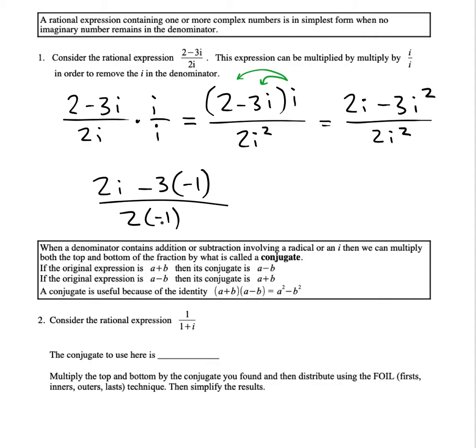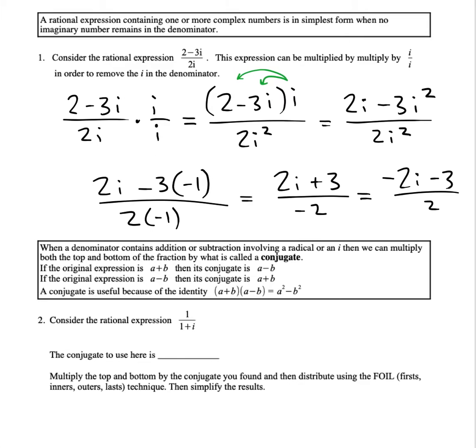We also don't want a negative in our denominator in order for it to be considered totally simplified. So we should switch the signs of all the terms in the top and bottom. So it'll become -2i minus 3 over 2.